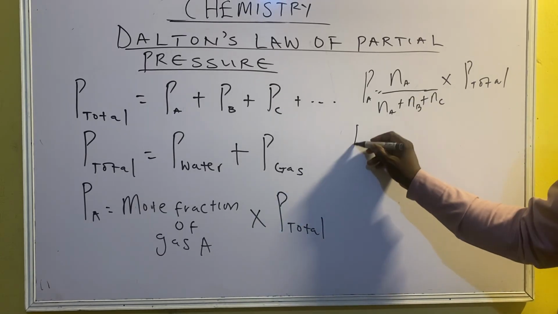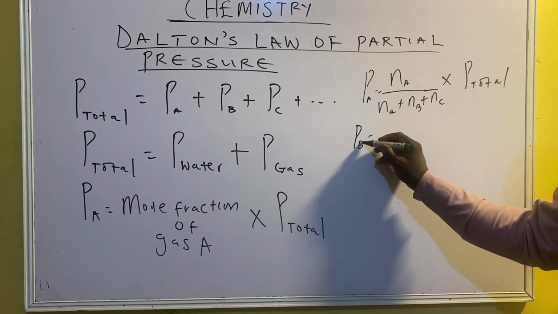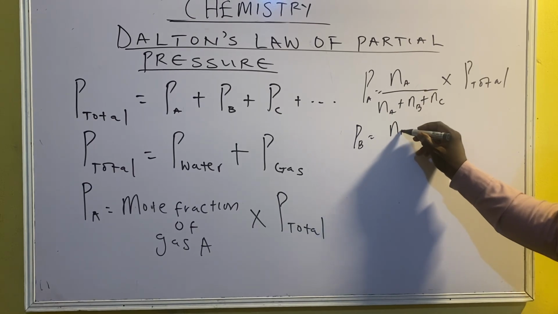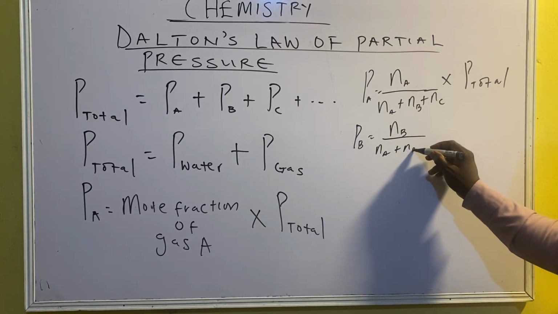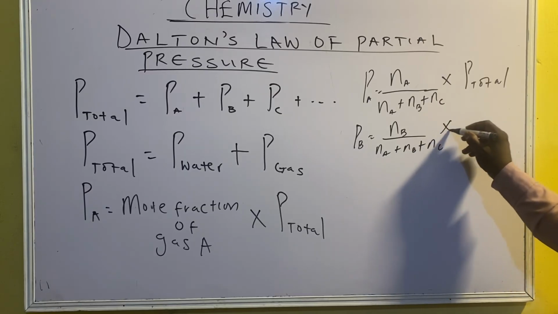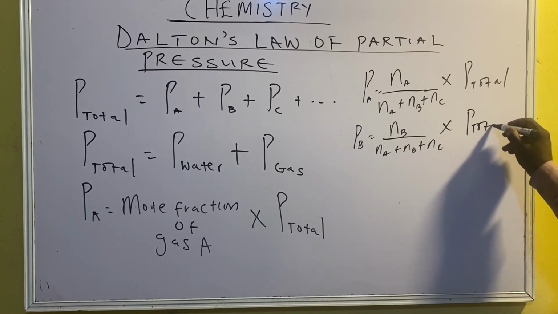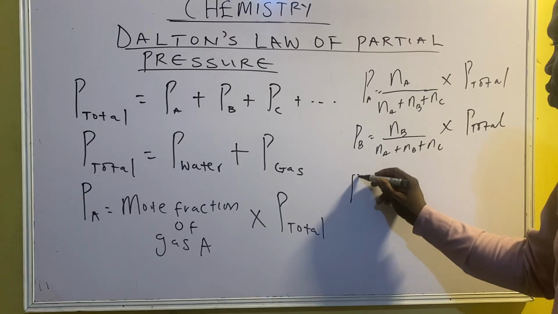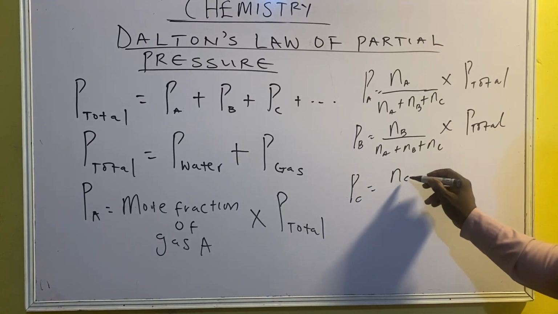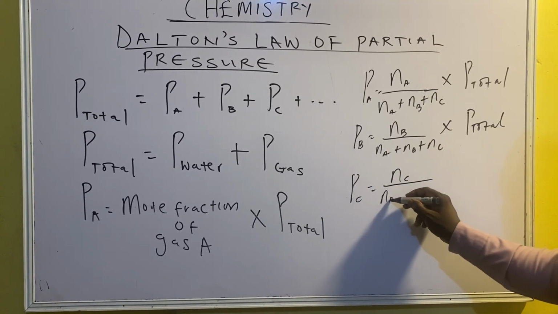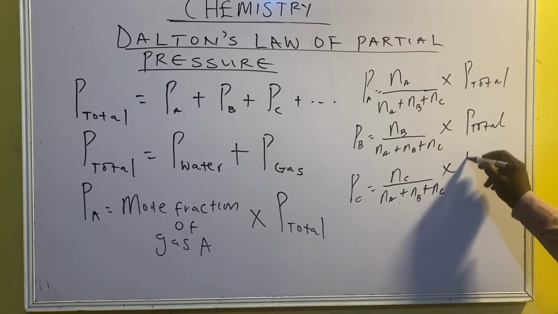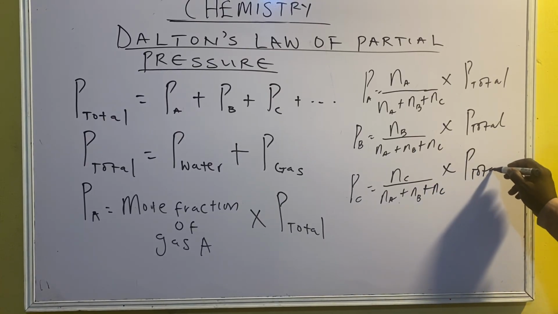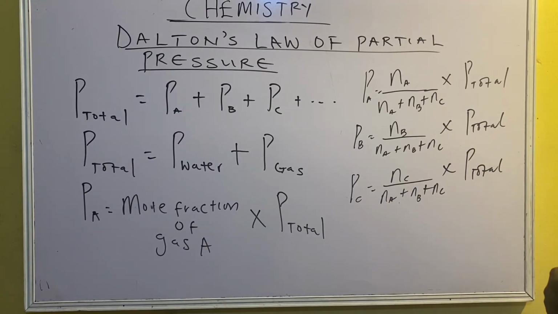And then if I'm considering B, therefore it will now be B over A plus B plus C, multiplied by P total. Take note of this. If I'm considering that of C, you can tell this will go up. And so you have this, you have this, and you have this. So this is what you have.